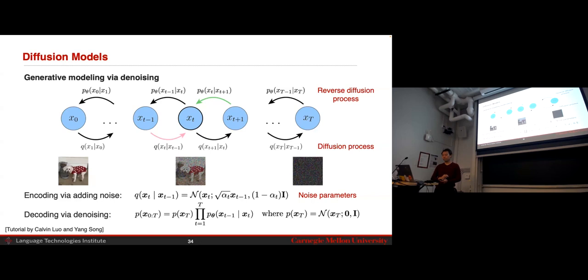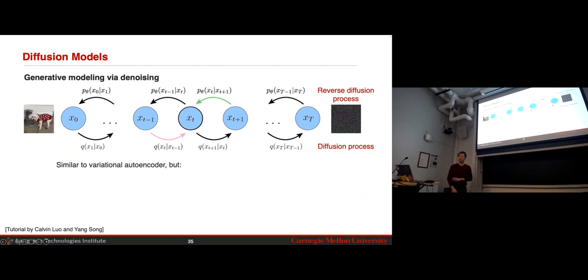Where P of XT, which is the final step, if you add enough noise, it can be seen as just a standard Gaussian. Okay, so in some sense, you still have this encoding and decoding process. So there is some similarity to variational autoencoders. In fact, the machinery, the techniques that we get from VAEs are going to be very useful to derive the objective for diffusion models. So it's similar to variational autoencoders, but there are a couple of main differences.